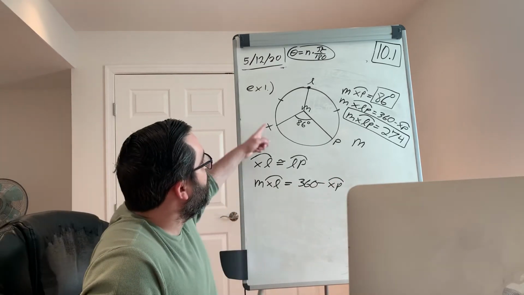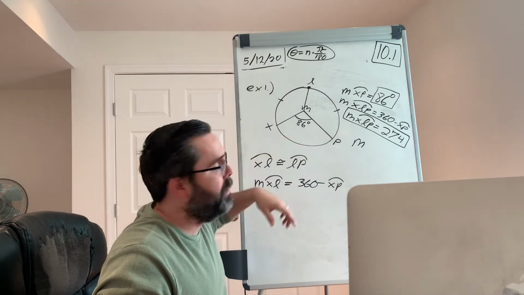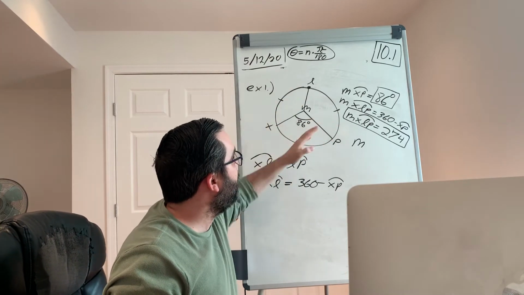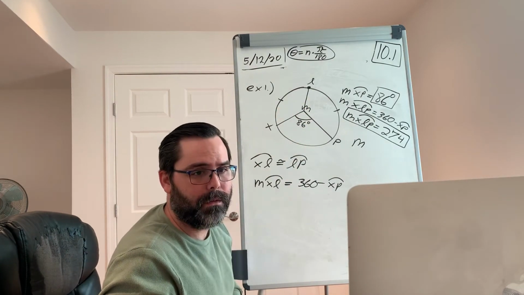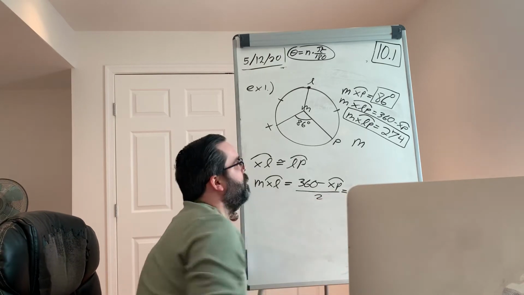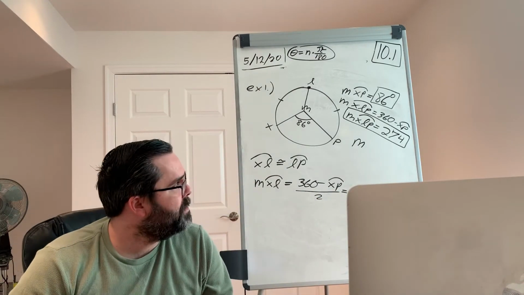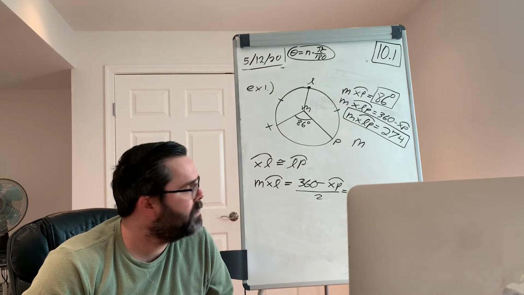So to find the measure of XLP, we would subtract this from 360, right? That will give me this. And then I need to divide that in 2 to get this, right? Because they're congruent. Does that make sense? So 274 divided by 2 is 137?